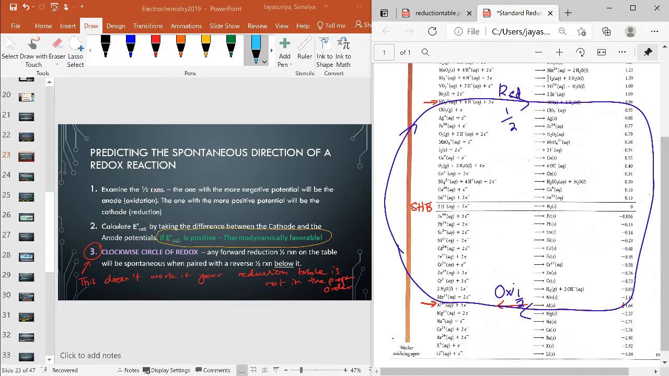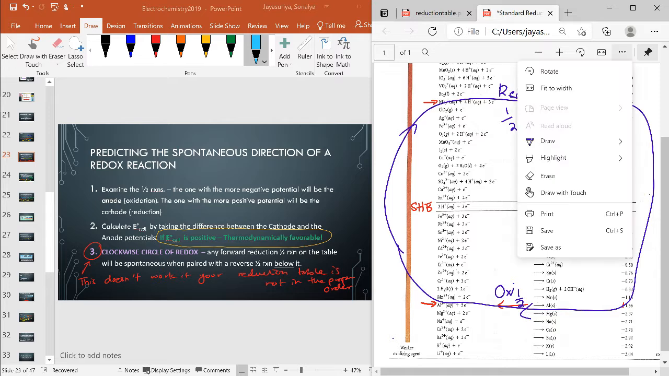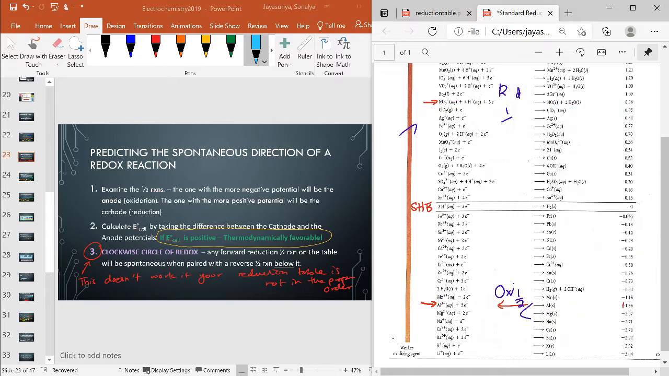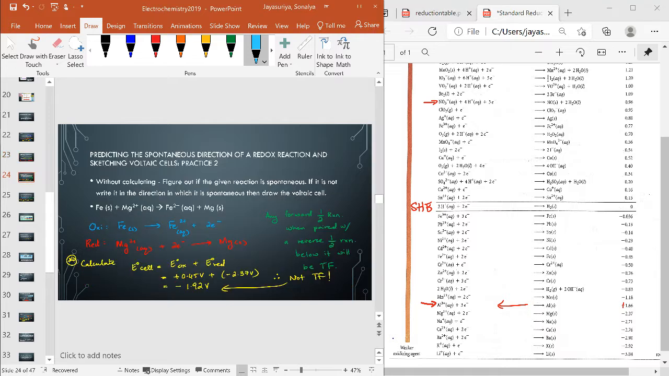And anytime your reduction is above your oxidation reaction, and you're going clockwise through them, you have a thermodynamically favorable electrochemical cell. Okay, so that's a way to just do it without doing any math. Just look at the places, but obviously you need a proper table to do that. They used to give you the whole table, but they just don't anymore. I don't know why.